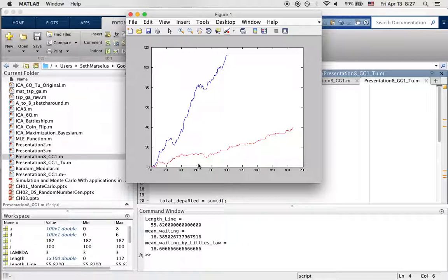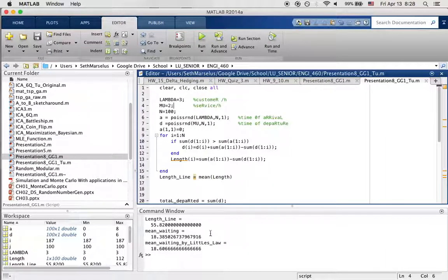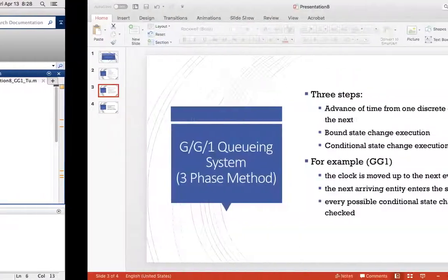We can see the line length increasing over time, as well as the time in the system per entity. And just to give some validity to Little's Law, we can see here through our simulation that the average waiting time was about 18 minutes, and that was just about the same according to the calculation by Little's Law. So there we see a little bit of code.